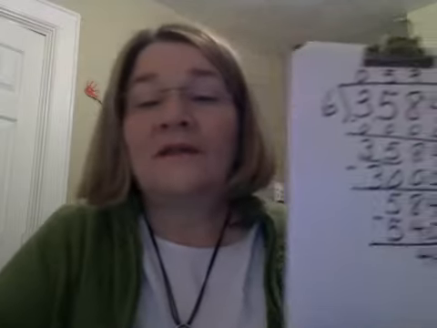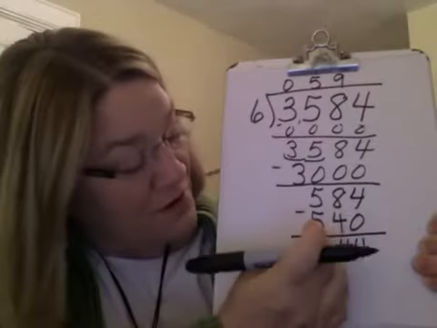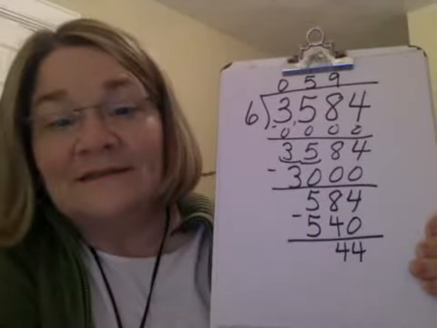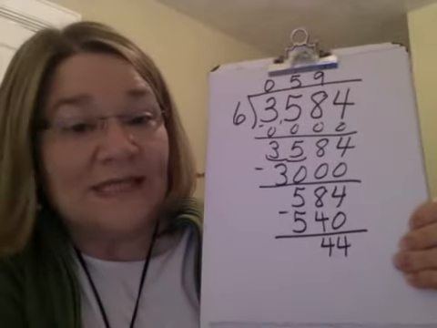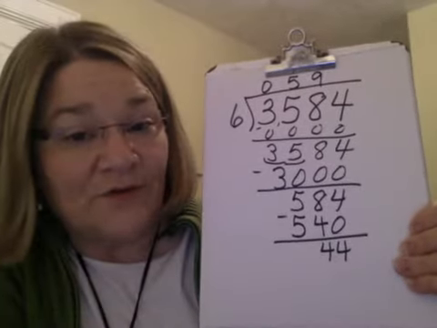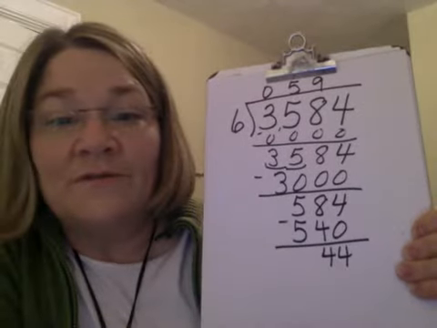Let's try 9. Because 6 times 9 is 54. And that is going to give us 54 tens. 54 tens, which is the same as 540. We subtract and we get 44.